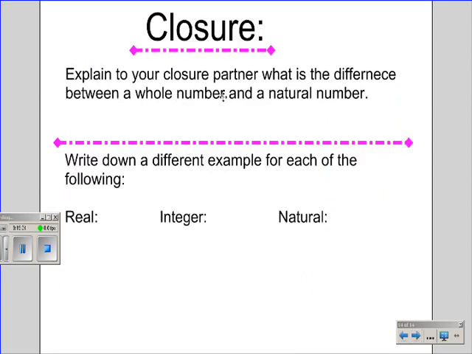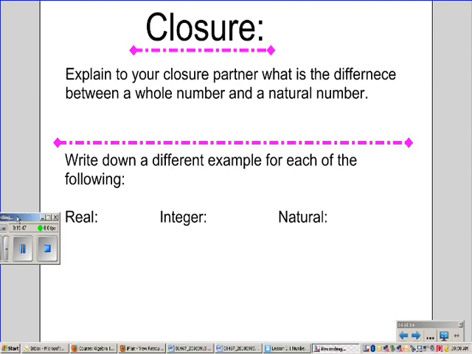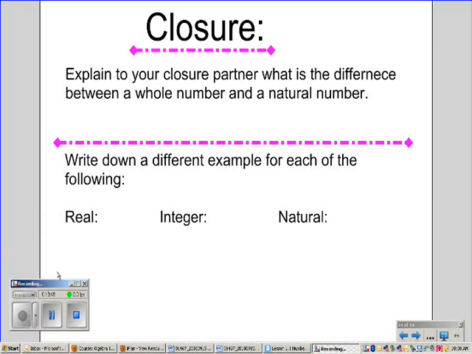And some closure. Explain closure to a partner or to yourself. What is the difference between a whole number and a natural number? And then jot down a different example for each of the following: real, integer, or natural. I'll give you a few minutes to do that and to check yourself.